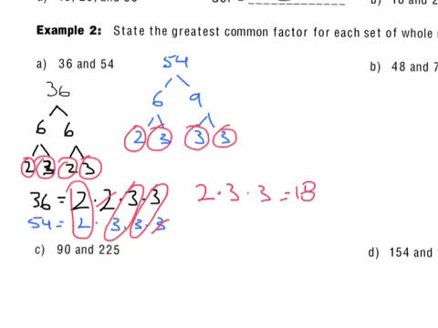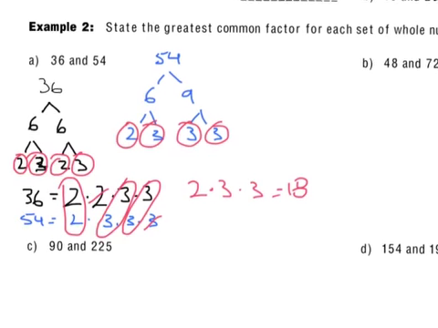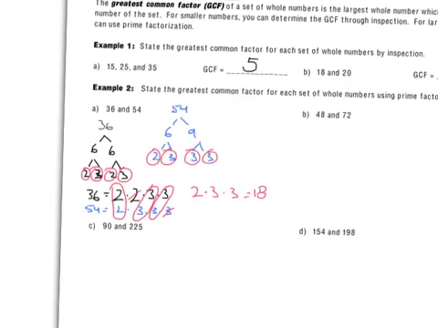Now you probably could have done that one in your head, but the numbers will get bigger and bigger, and we will have to use this technique to determine the GCF and the lowest common multiple a little bit later. Okay, moving on. I would like you folks to try B and C at home, and I will jump on to D over here.